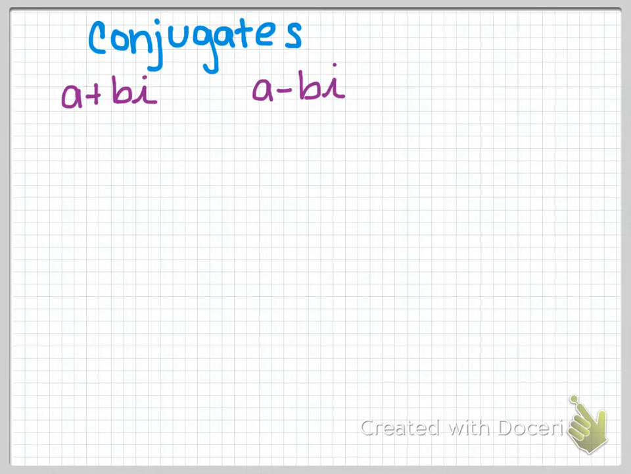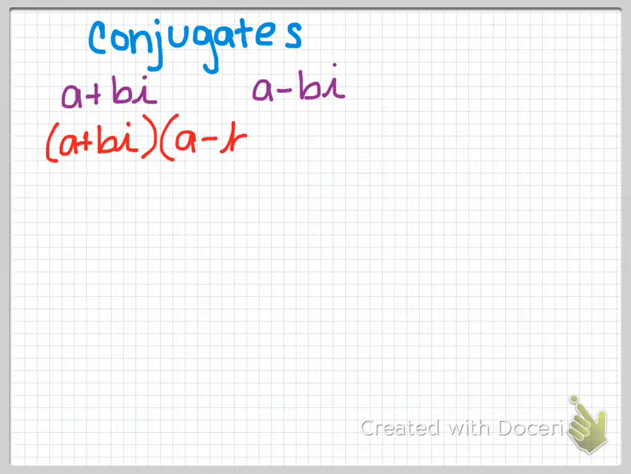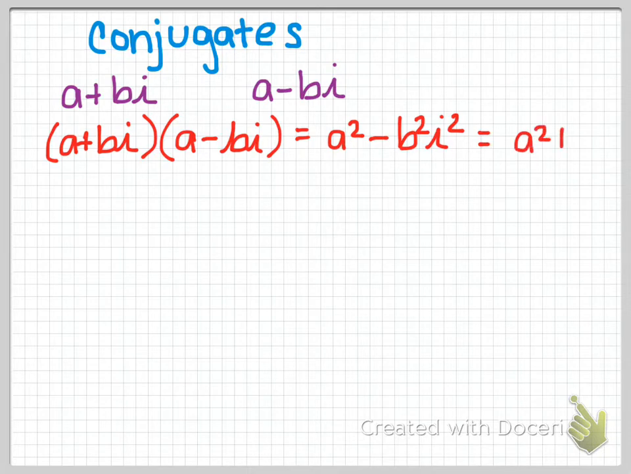This is important because a plus bi times a minus bi gives you a squared minus b squared i squared. And because i squared is -1, this equals a squared plus b squared. So you've gotten rid of your i's.